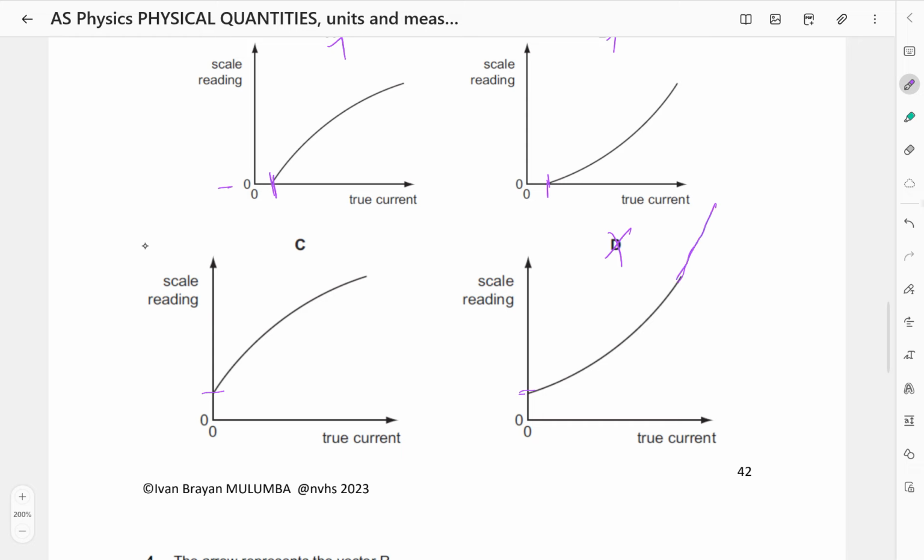more sensitive. In other words, the gradient is becoming steeper, which means the meter is becoming more sensitive to high currents. So the answer is going to be C because we see that the gradient is decreasing, which means the meter is becoming less sensitive to higher values of current. So our answer is going to be C rather than D, rather than A, rather than B.